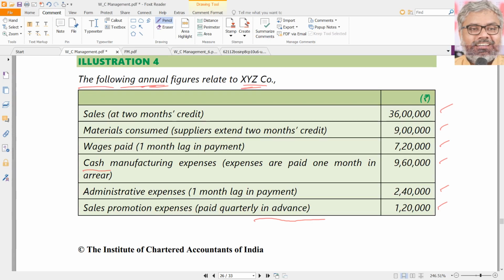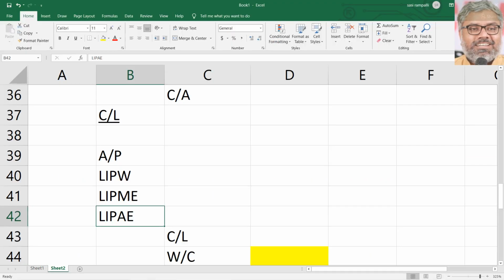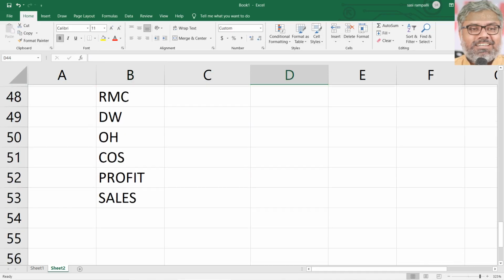Manufacturing expenses, they are paid in arrear. Means later they are paid. Means that is also a lag. Advance means prepaid expenses. Sales promotion expenses are paid in advance. So these are the various things which are there as part of the current assets and current liabilities. So leave it apart. That is the format.